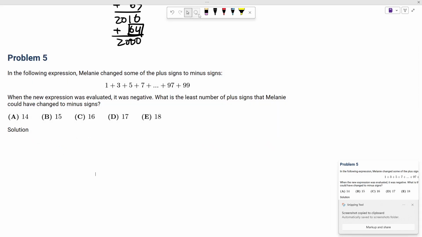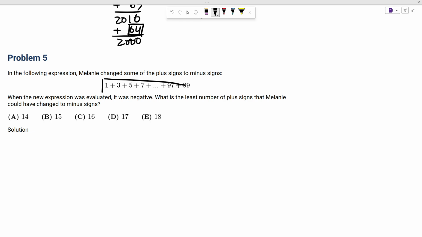Problem 5. We start with this expression, and we change some of the plus signs to minus signs, and it's negative. We want to change as few plus signs to minus signs as possible. So obviously we want to change the plus signs on the biggest numbers so that we can subtract as much as possible. That means that however much we're subtracting has to be more than however much we're adding for it to be negative. So essentially, we're going to have the first sum of these odd numbers be added, and then the rest are all going to be subtracted.